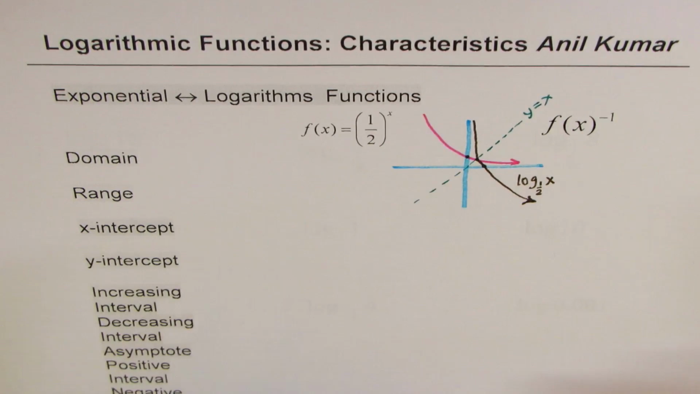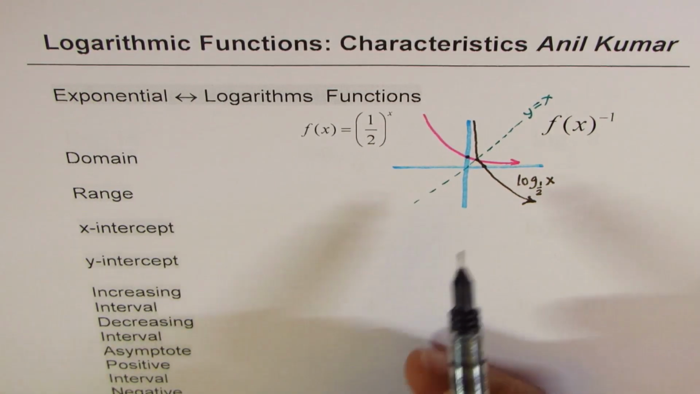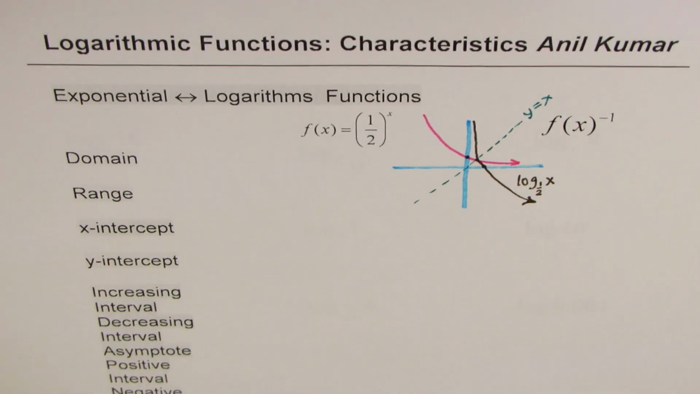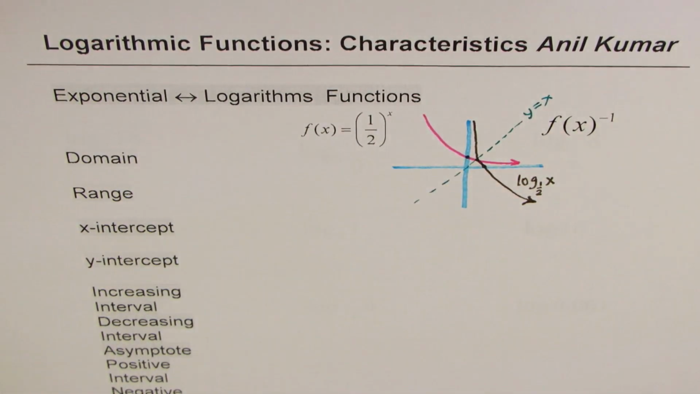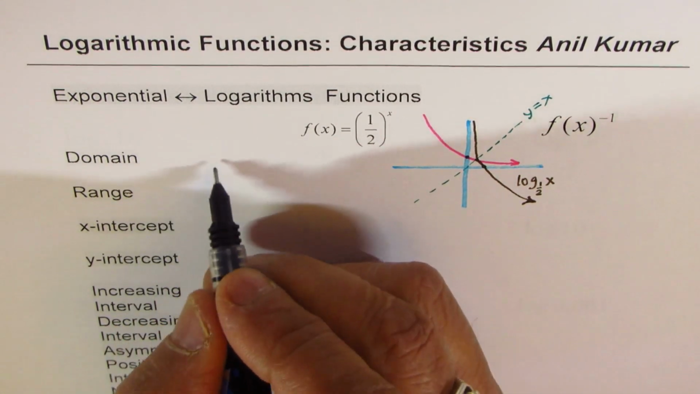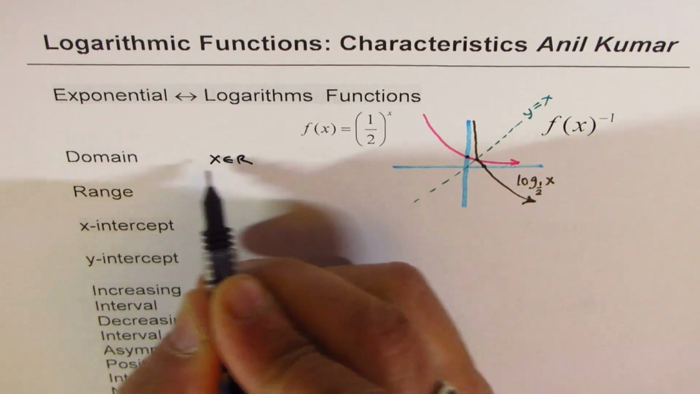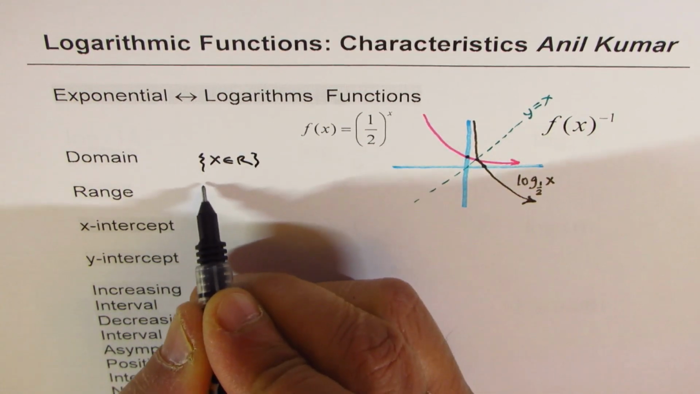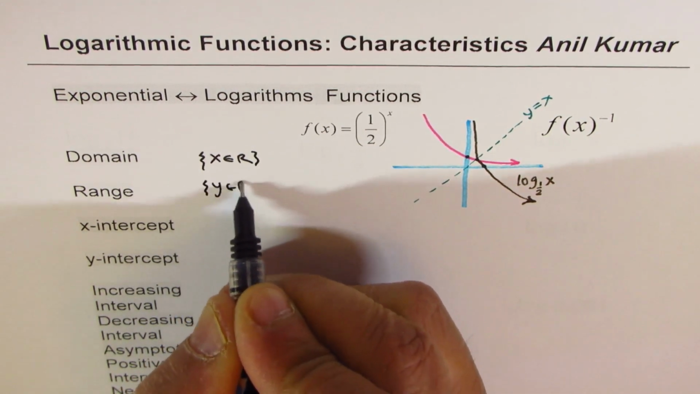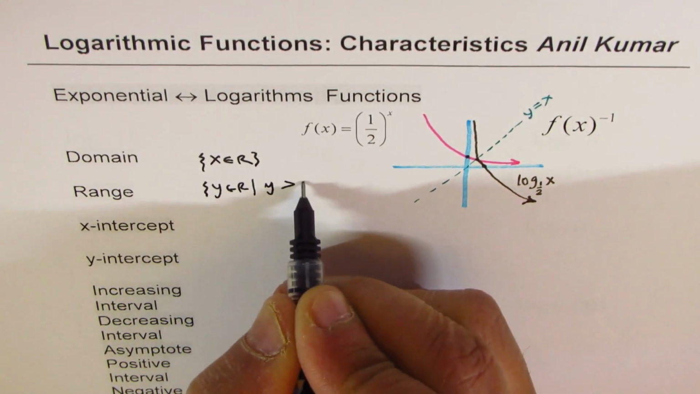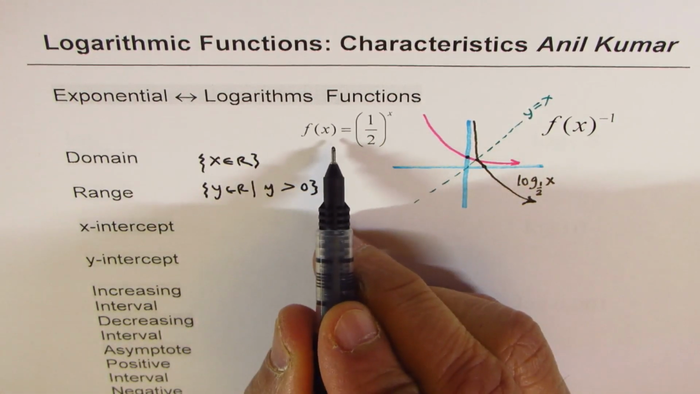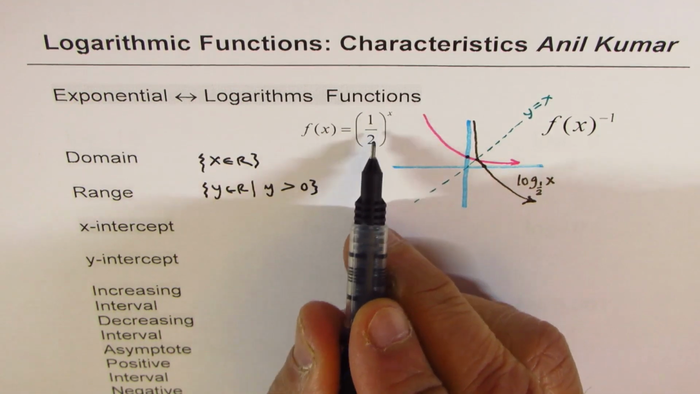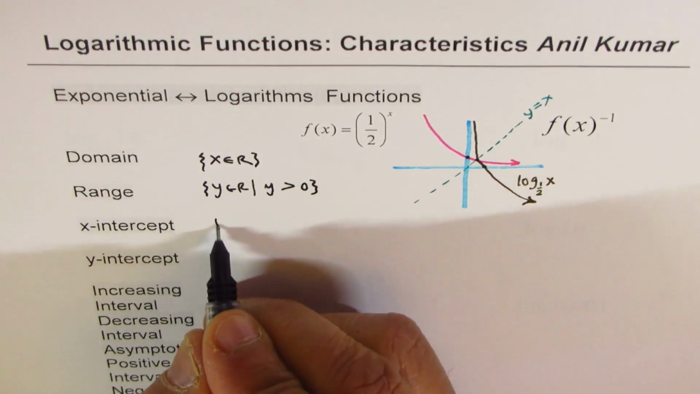And now from the graph, it becomes easier to write the characteristics. So we should be in a position to fill up this form very easily, correct? As far as the exponential function goes, the domain is x belongs to real numbers. The range is y, which belongs to real numbers, however, y is greater than 0. X-intercept, we are talking about the function half to the power of x, so the x-intercept is none.